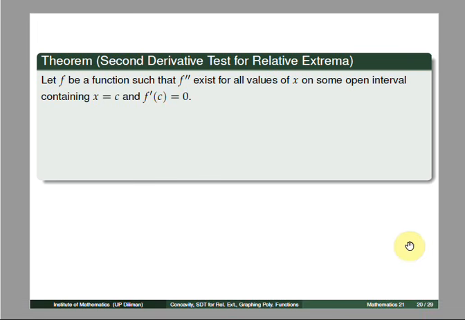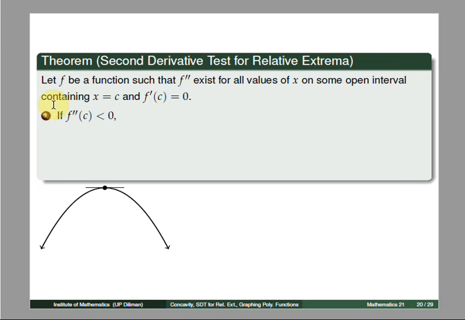Let f be a function such that f double prime exists for all values of x on some open interval containing x equals c, and f prime of c is equal to 0. Let's take note that to be able to use the second derivative test, f double prime must exist and f prime at c is equal to 0. Remember as well that the zero derivative means that we have a horizontal tangent line at x equals c.